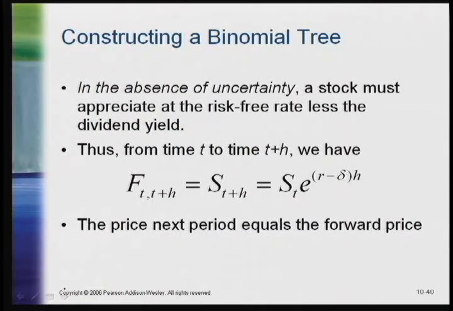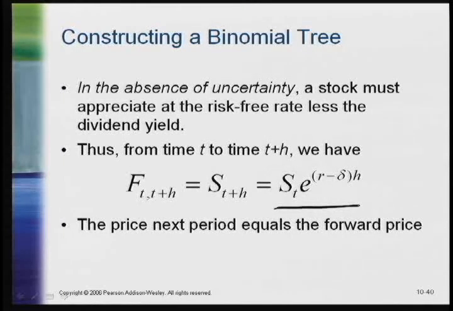If we're constructing a binomial tree, an important point is, what if there were no uncertainty in the price of the stock at time t plus h? The value of the stock today is S_t, and if there were no uncertainty in the price at time t plus h, its price would have to be the forward price. That would be enforced by arbitrage. And what is the forward price? It's exactly S_t times e to the (r minus delta) h.